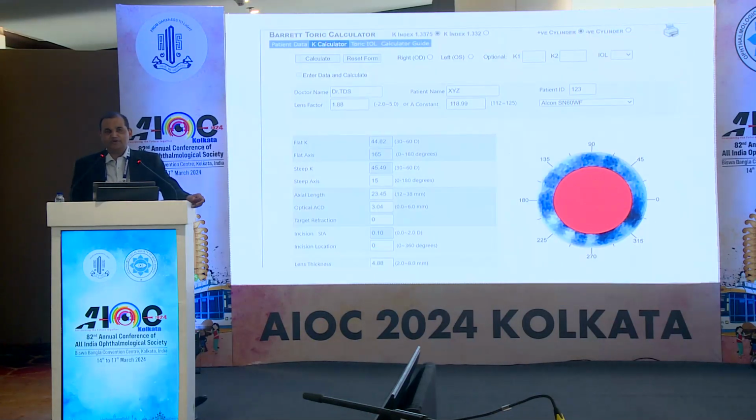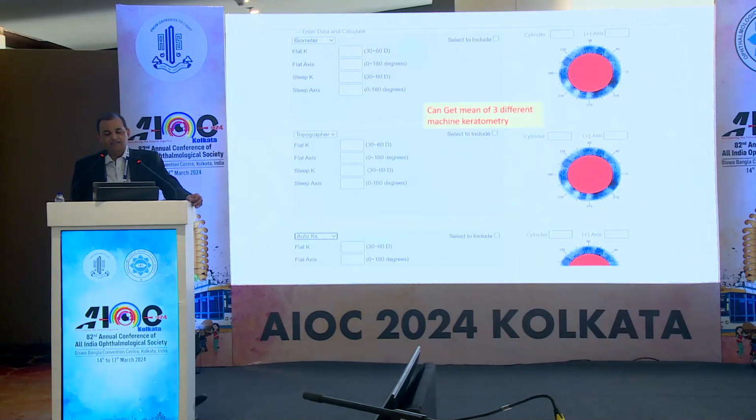In the same way, the Barrett toric calculator, which is available online freely, can also be used as a nomogram based or with the measured value. Another advantage of the Barrett toric calculator is that you can have a mean of 3 different keratometries. Suppose you have 3 machines: an optical biometry, a Pentacam, and an auto-K. You can get a mean of all 3 keratometries for the measurements.